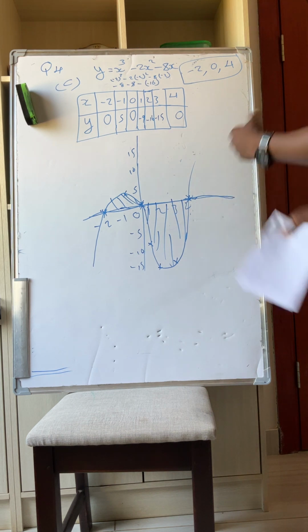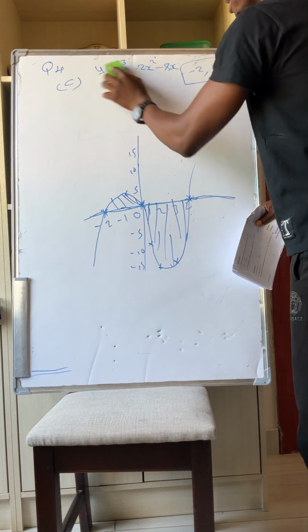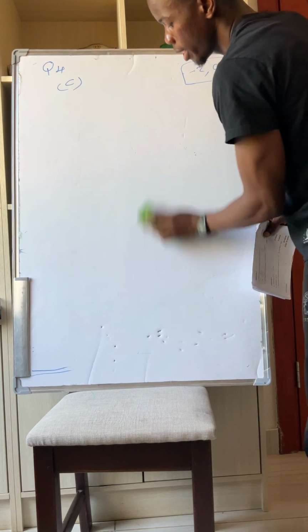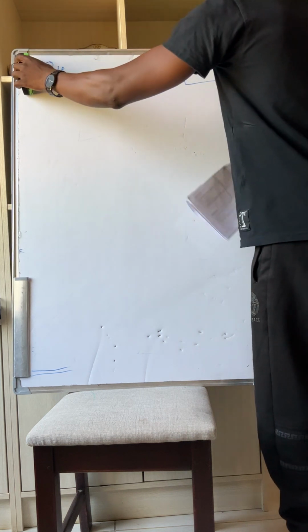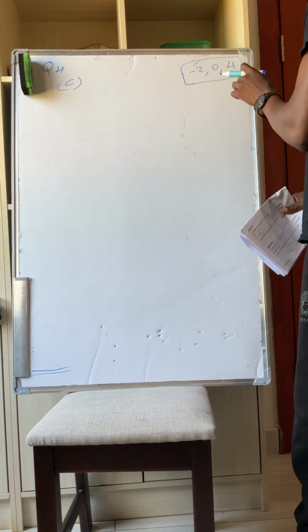How are you going to calculate this? Since we know that this is the area we want, this is how we calculate it. These are the limits that I'm going to use: negative 2 to 0.